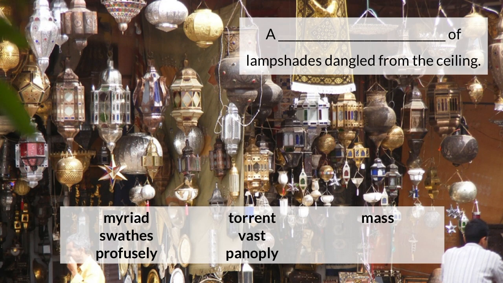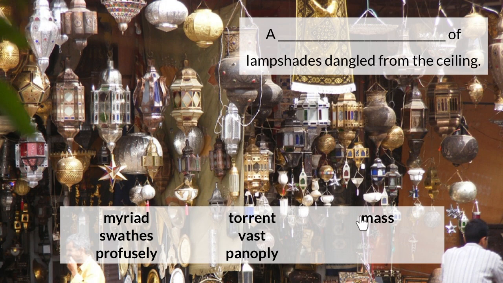Now, as you can see, this picture shows a great display of lots of different types of lampshade. The sentence is, a something of lampshades dangled from the ceiling. And we've got some of the words that we had before, and a new one's crept in, profusely. Profusely is when you have lots of a liquid, and we particularly use it for lots of blood or lots of sweat. So remember that because you'll need it in a future slide.